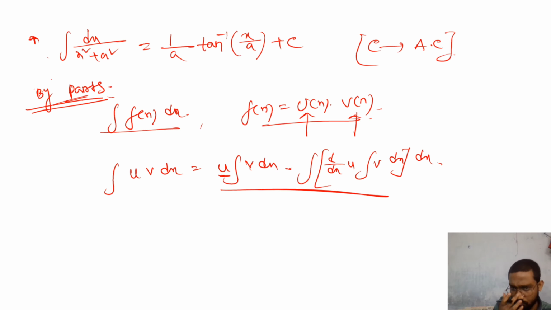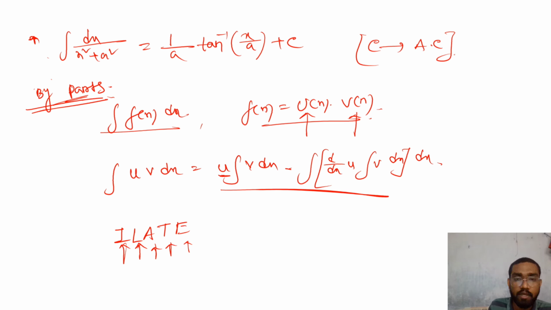Okay, so now the question is how to choose the first function and second function. So the answer is, there is a method, there is a rule. The rule is ILATE. I means inverse function, L means logarithmic function, A means algebraic function, T means trigonometric function, E means exponential function.